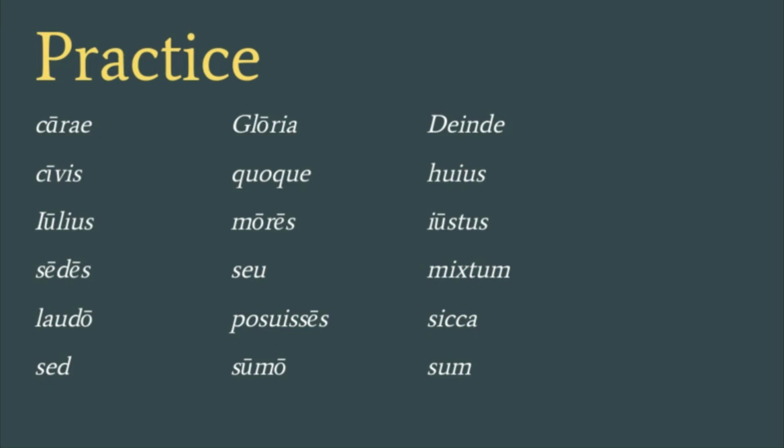But going down the columns, the first column on the left, we have Karai, Kiwis, Julius, Sedes, Laudo, and Sed. Down the middle column, we have Gloria, Quoque, Mores, Seu, Posuises, and Sumo. And the last column on the right, we have Dende, Huius, Justus, Mixtum, sicca, and sum. So if your pronunciation was pretty close to that, you're on the right track.